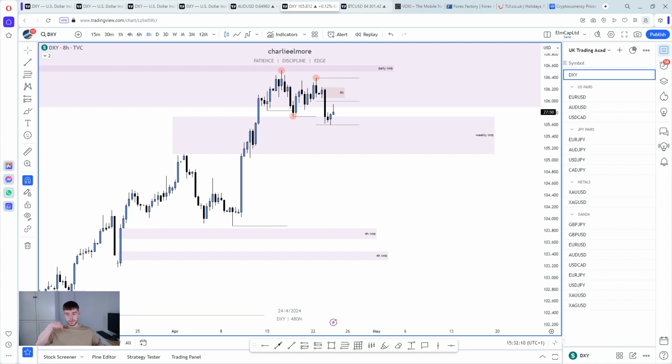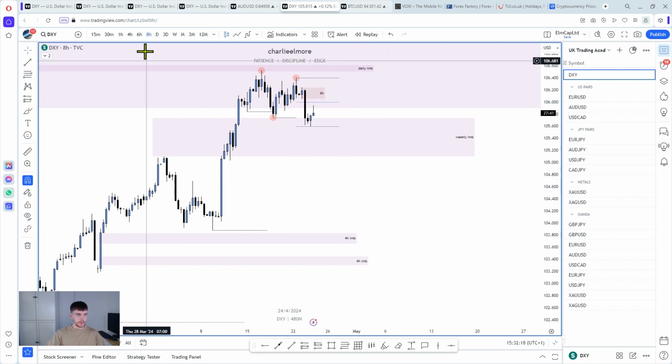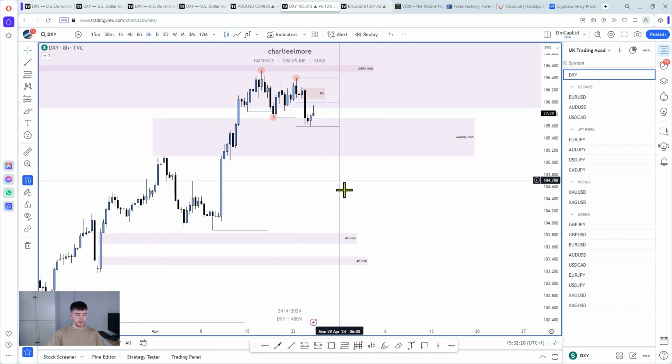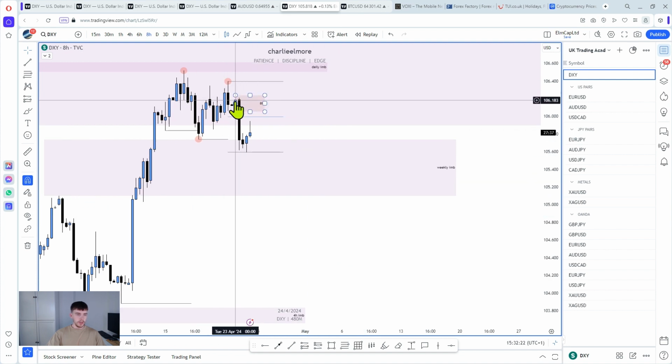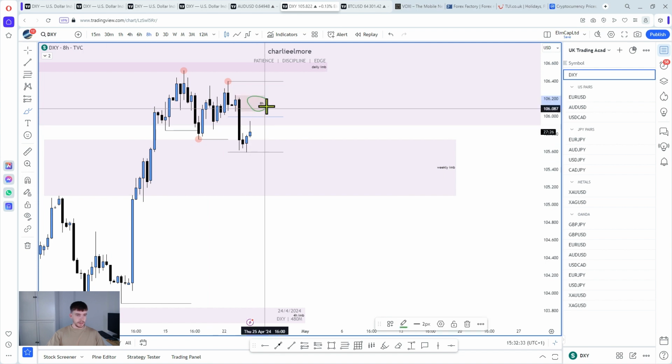So it is the 24th of April 2024, currently 3:30 p.m. UK time. Looking at the dollar index to begin with, you can see I'm on the 8-hour time frame at the moment, just to highlight that we do have this 8-hour supply, that bullish candle before that bearish move that broke structure. So we could potentially be using this to then continue down. I would like to see that.